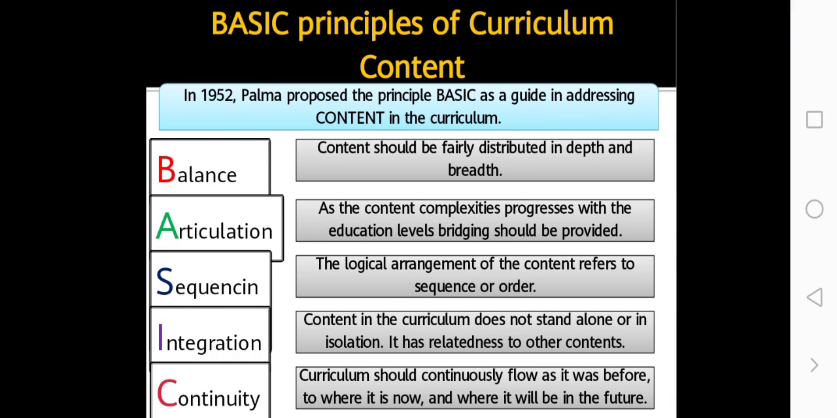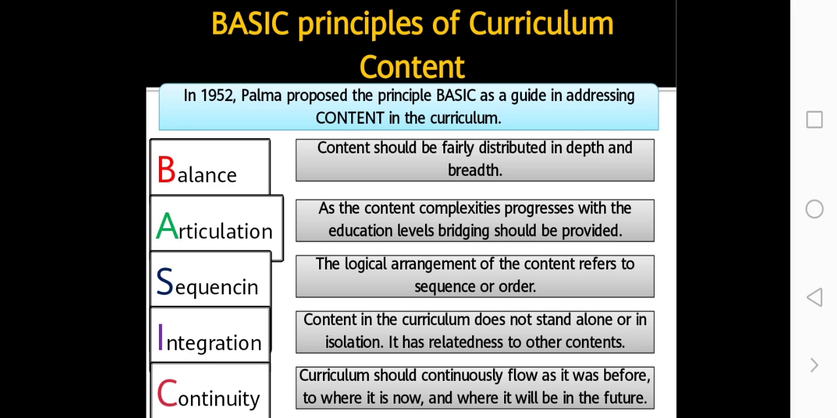Basics, or the fundamental principles for curriculum contents. Palma in 1952 proposed that the contents in the curriculum should be guided by balance, articulation, sequence, integration, and continuity. However, in designing curriculum contents, Hankins and Ornstein of 2018 added an important element, which is scope. Hence, from basic to basics, the initials of balance, articulation, sequence, integration, and continuity.